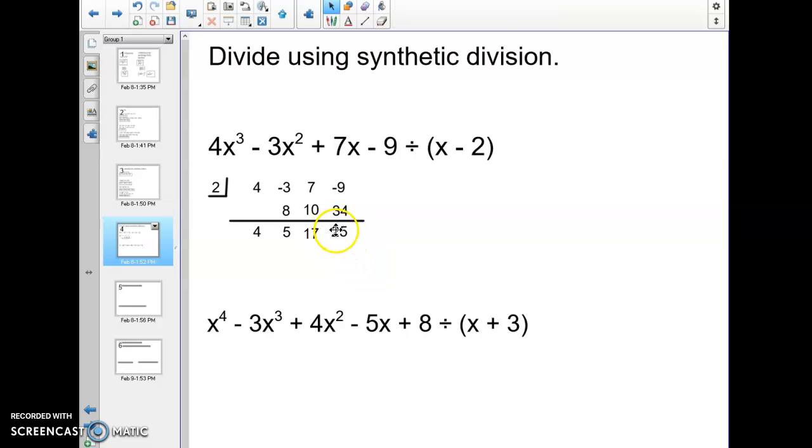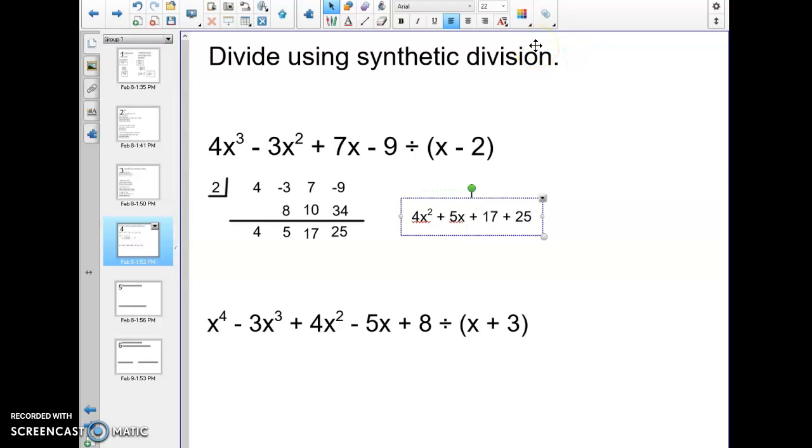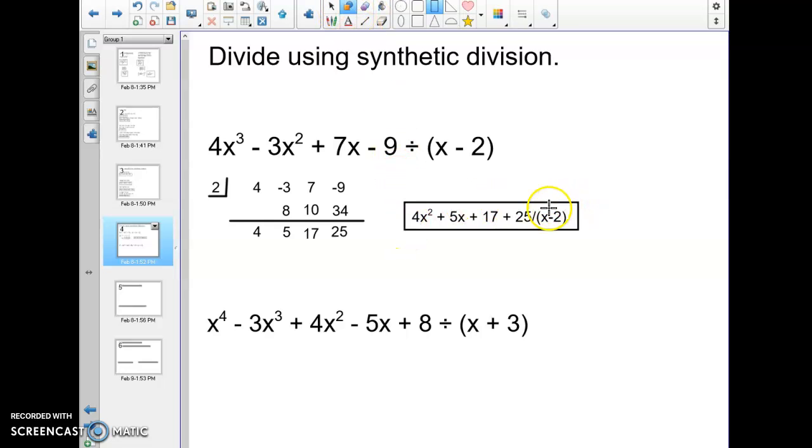And then we have to write our answer in the correct form, which is 4x squared plus 5x plus 17 plus 25 divided by x minus 2. And that right there is our answer. You do have to put it in this final form as well. We're going remainder, constant, x squared.